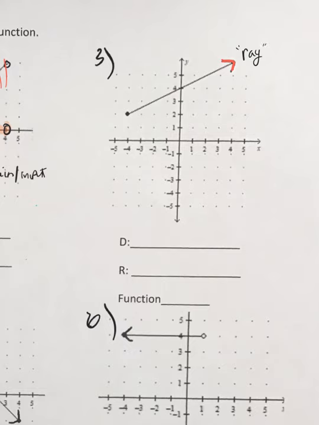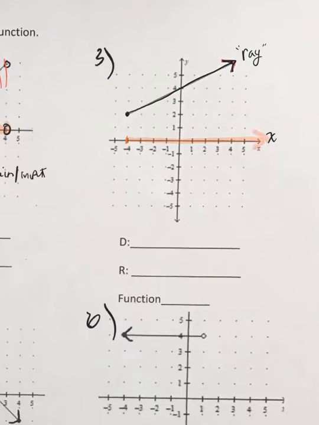A ray is when you have an endpoint and then it goes on forever in one direction. So here we have a situation where we want to talk about the domain, so we want to look at the x values. And when we're looking at the x values, we want to look at how far to the left the graph is. So the furthest to the left is -4. And then do you see that it keeps on going to the right? It keeps on going forever and ever.